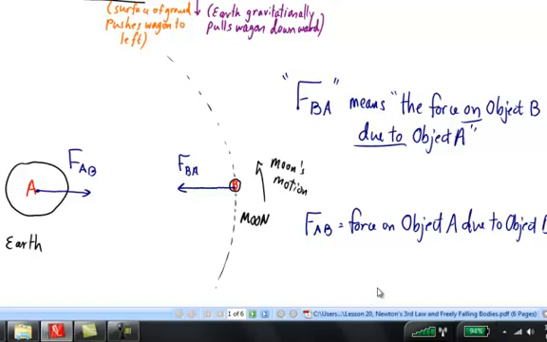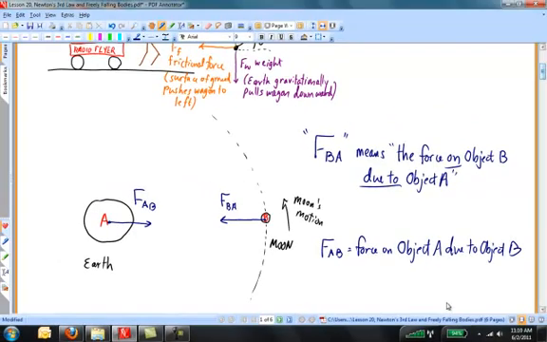It would be tempting to say that these two forces cancel each other out, but that would be incorrect. The reason these two forces don't cancel each other out is that these forces act on different objects. One object is the Moon. The other object is the Earth. These are two different objects.